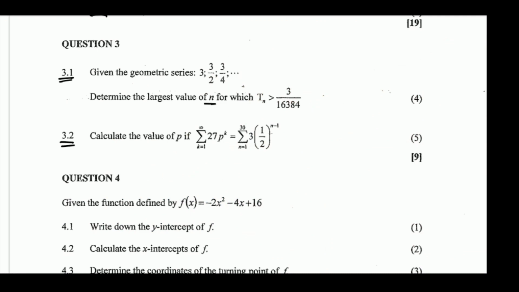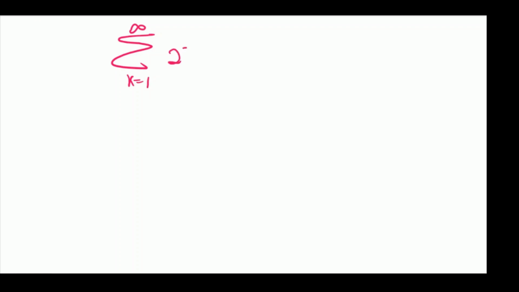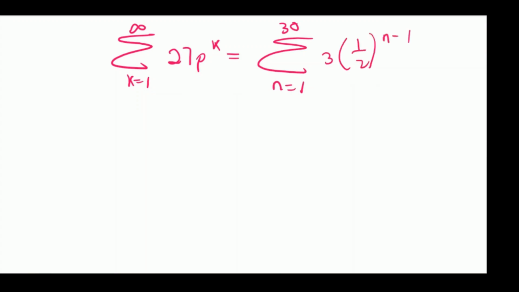So now in 3.2 we are asked to find the value of p when these two sums are equal. We are given that the sum to infinity, when k is equal to 1, of 27p to the power of k is equal to the sum of 30 terms, when n is equal to 1, of 3 into 1 over 2 to the power of n minus 1, right?